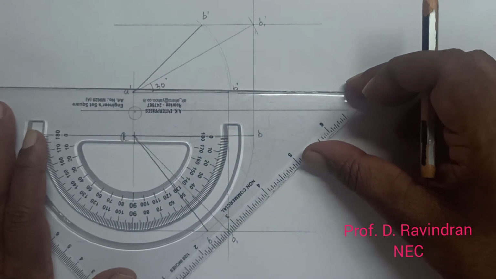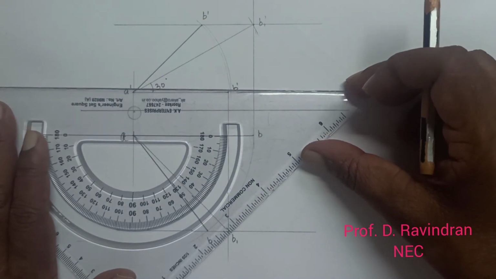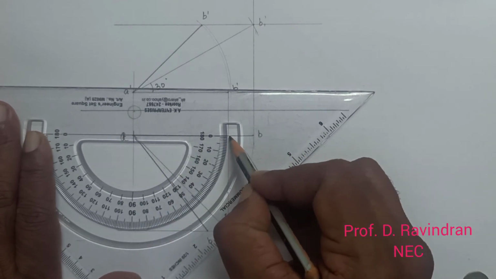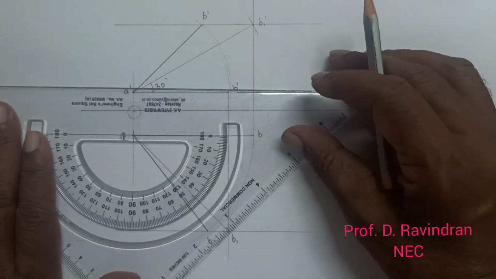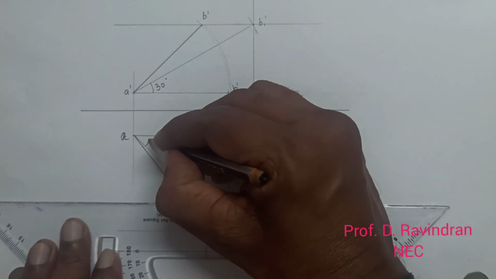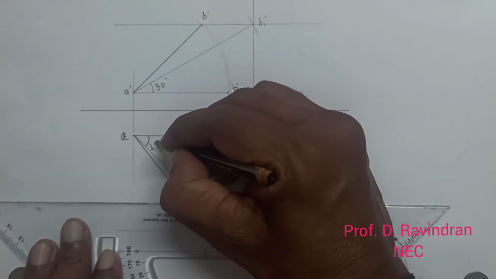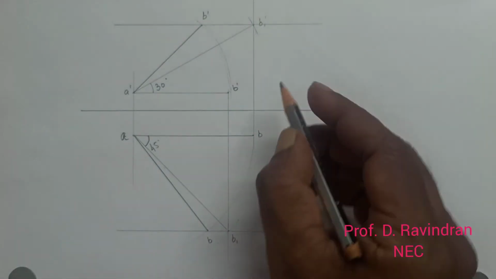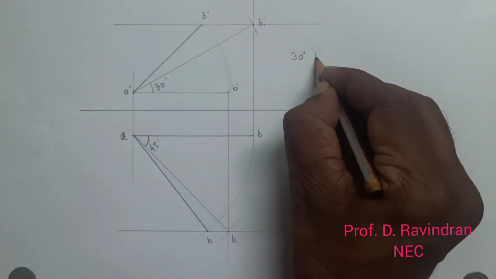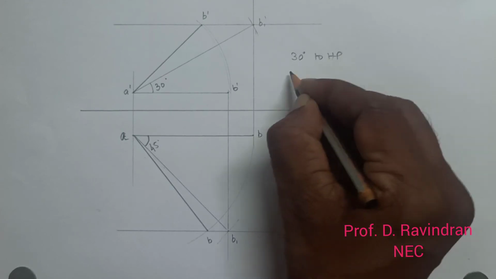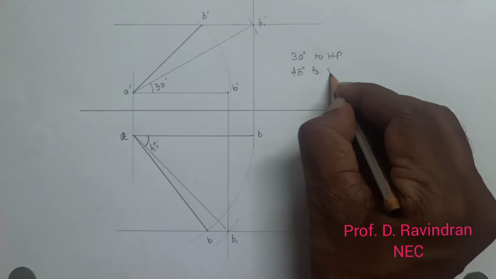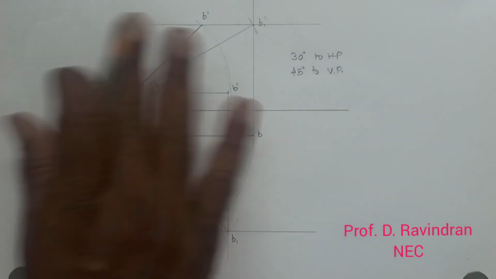But keeping this point coinciding with A, and the horizontal line 0 degree coinciding with the horizontal line, here this is 45 degrees. So the straight line is inclined at 30 degrees to HP and 45 degrees to VP. This is the complete projections.